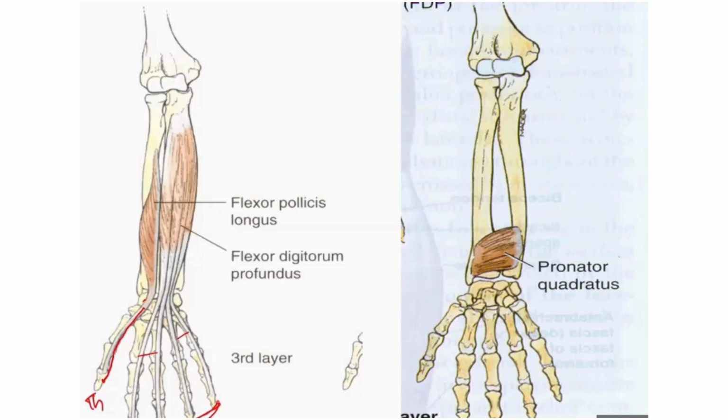Okay. I'll show the picture alone so that we can skip ahead fast. The sheath which is present in front of the wrist is called the flexor retinaculum.